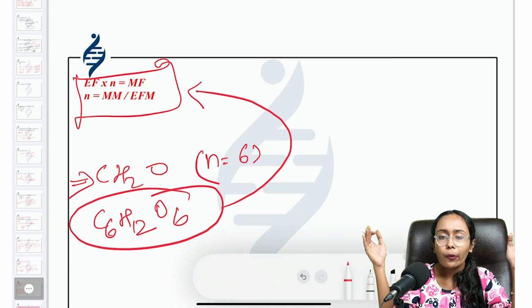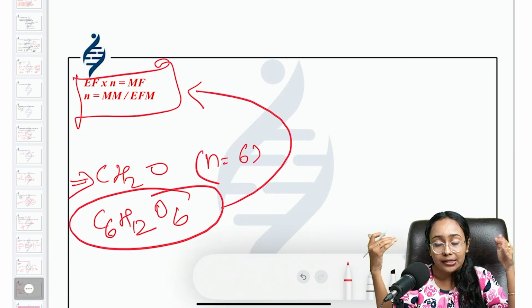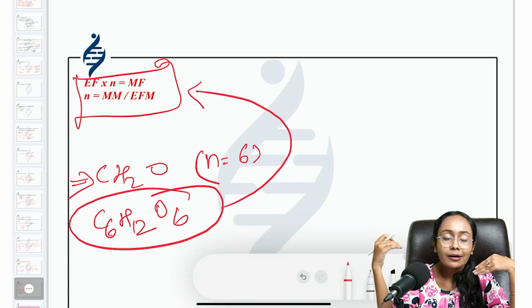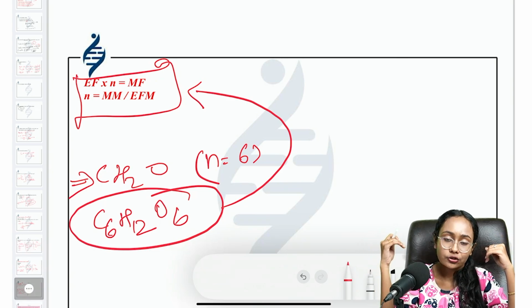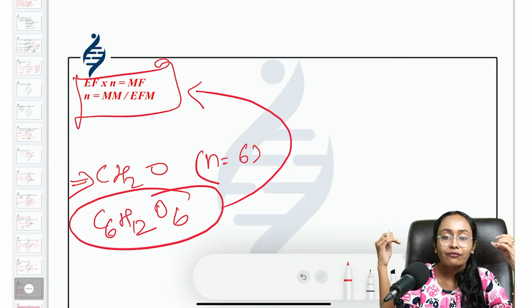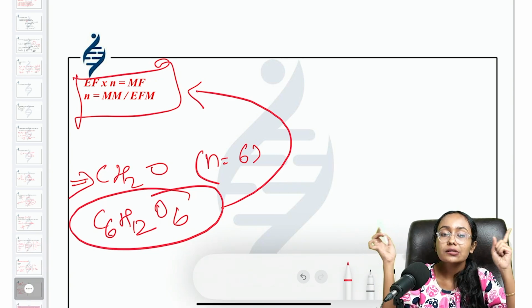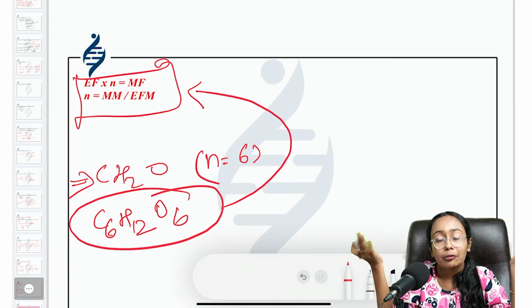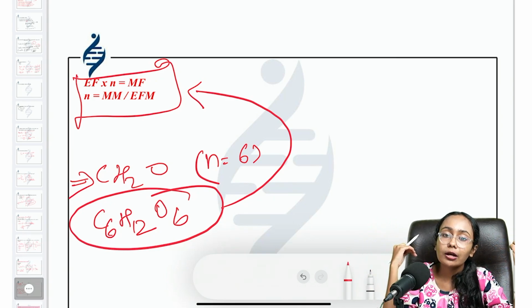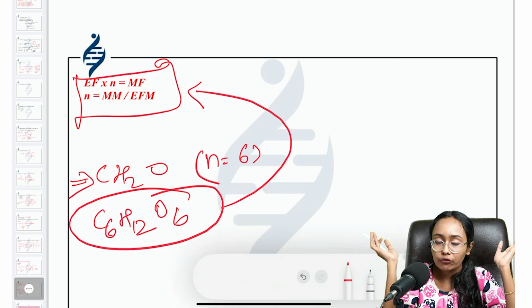In every question, you'll be provided with the molecular mass. In some cases, you need to find the empirical formula mass. In some cases, you need to find the whole number and also the empirical formula or the molecular formula. Numerical problems will come as such. If you have the n value and the empirical formula, just multiply them and you'll get the molecular formula. If you don't have the n value, but you have the molecular mass and empirical formula mass, just divide them and you'll get the n value.